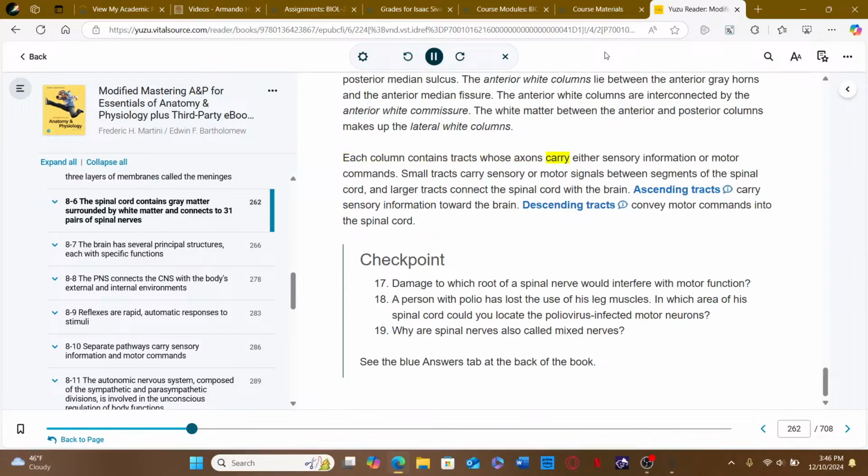Each column contains tracts whose axons carry either sensory information or motor commands. Small tracts carry sensory or motor signals between segments of the spinal cord, and larger tracts connect the spinal cord with the brain. Ascending tracts carry sensory information toward the brain. Descending tracts convey motor commands into the spinal cord.